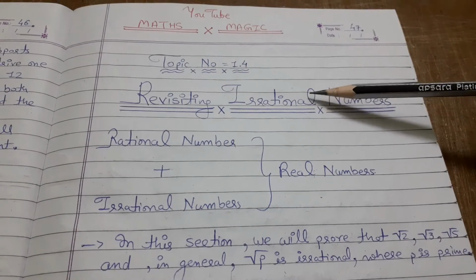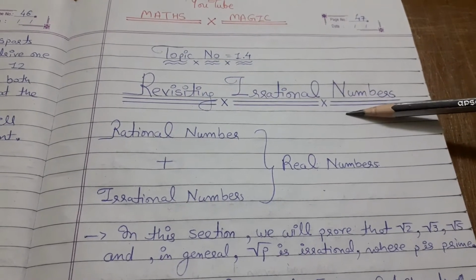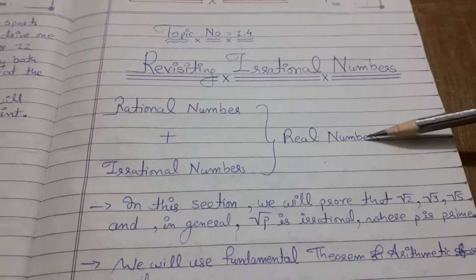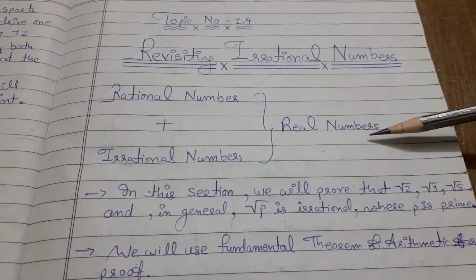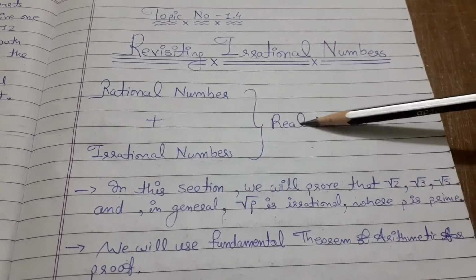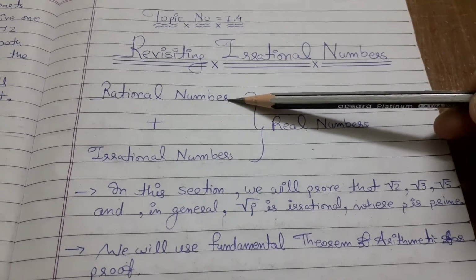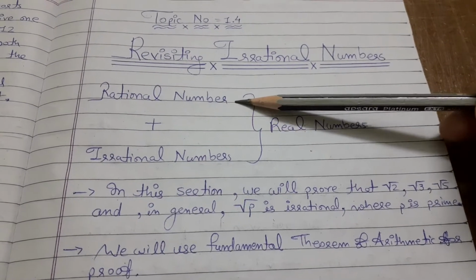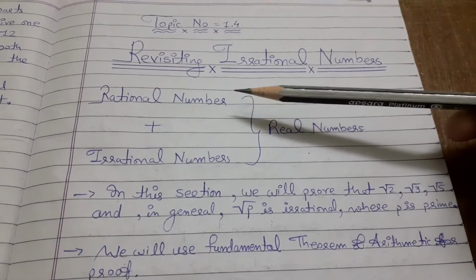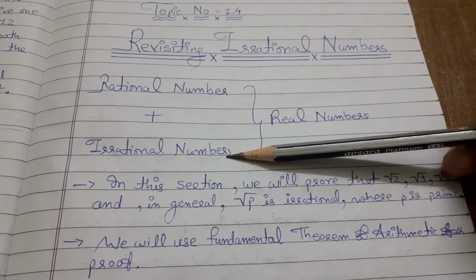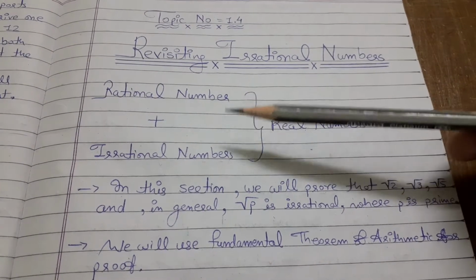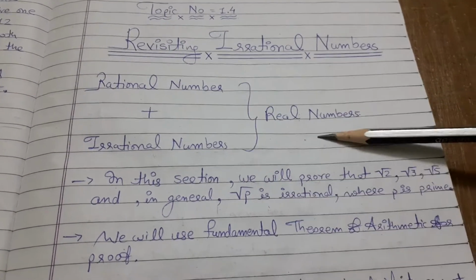Today we are going to discuss topic number 1.4, that is revisiting irrational numbers. In the theory they have told you what real numbers are. Real numbers are the union of two sets. The first set is rational numbers, the second set is irrational numbers. Rational numbers plus irrational numbers are called real numbers.